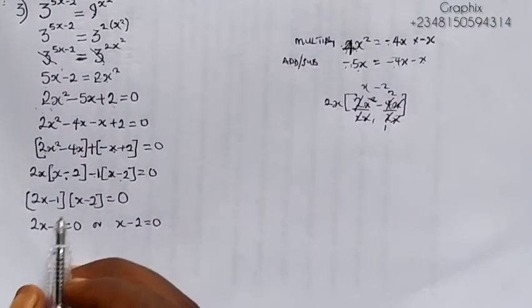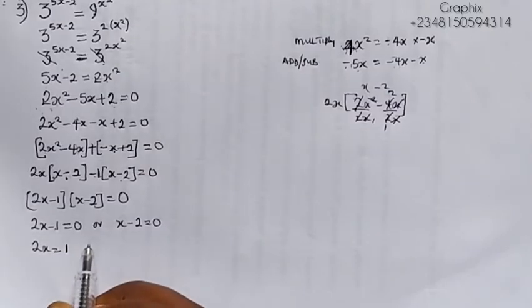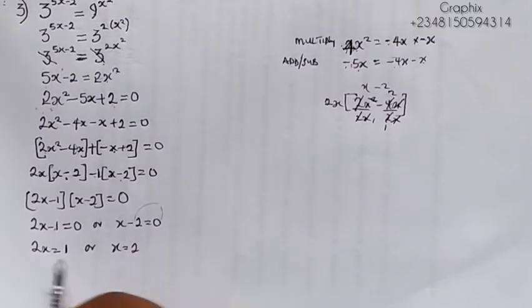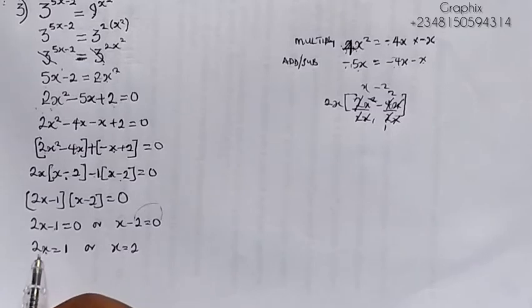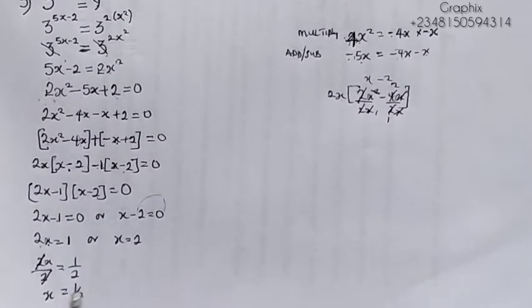If I take minus 1 to this side, 2x will be equal to 1, or x will be equal to, if I take 2 to this side, 2. So what I'm having is 2x and I want x to stay alone, so I'll divide with the number that's close to x. So I'll be having 2x over 2 is equal to 1 over 2. So 2 will cancel 2. So my x here will be equal to 1 all over 2. So my x is 1 over 2, or my x is equal to 2. So that will be my answer there.